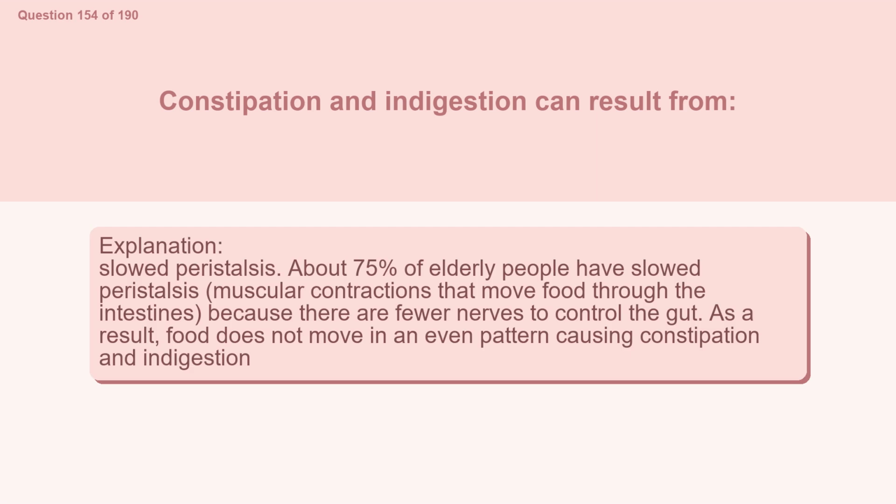Slowed peristalsis. About 75% of elderly people have slowed peristalsis, muscular contractions that move food through the intestines, because there are fewer nerves to control the gut. As a result, food does not move in an even pattern, causing constipation and indigestion.